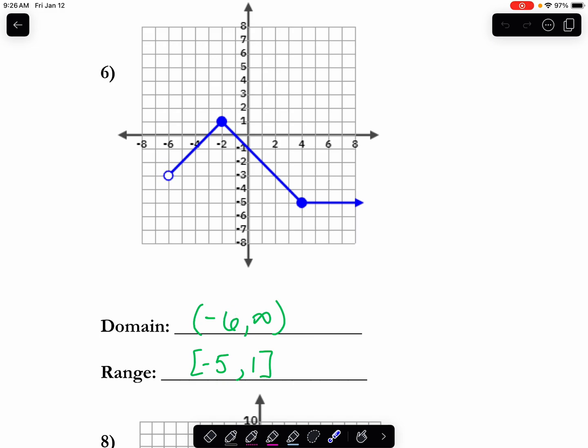So I'm going to list negative 6. However, this point at negative 6 is an open circle, meaning we're going to get really, really close to negative 6 but never touch it. So the way we do that in our domain is we use an open parenthesis. And then once we go from negative 6, we start to move to the right.